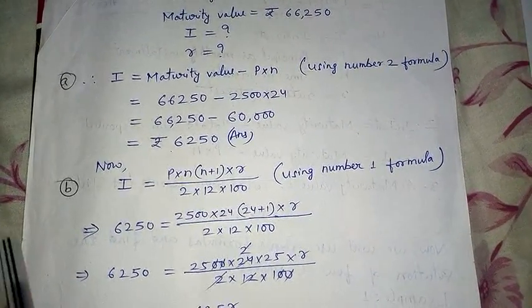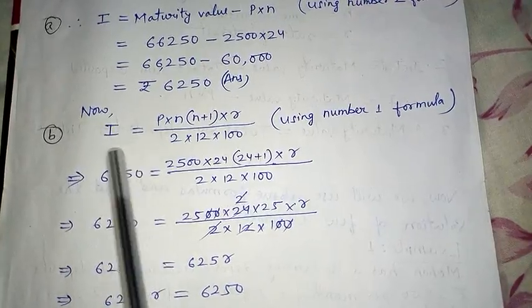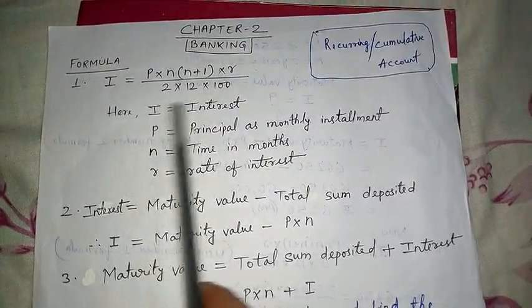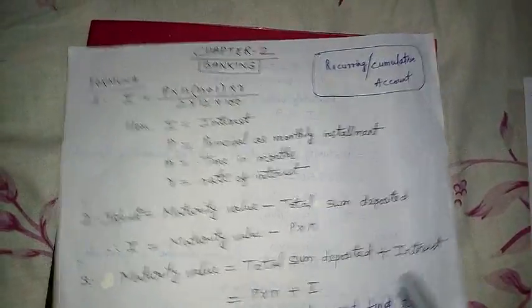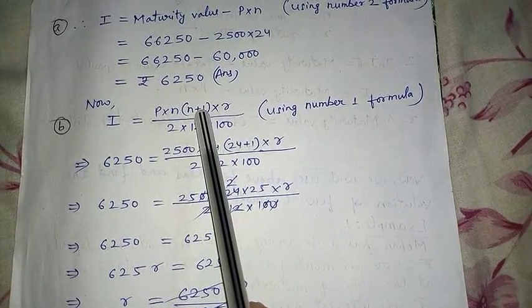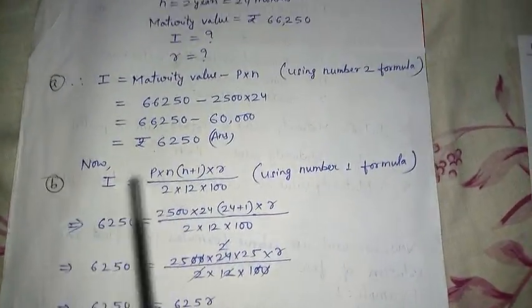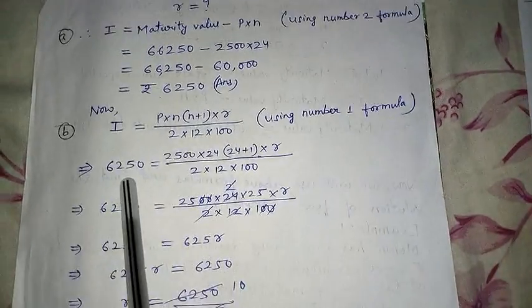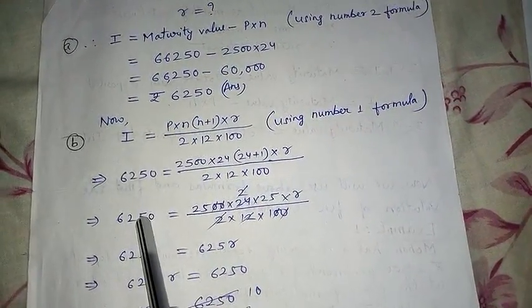Now second answer is to find R, but R will not directly come. There is no separate formula for R. That's why I will use number one formula, this one, because here I have R. So here with this formula I will find the value of R. So number one formula I am using here, P into N, N plus 1 into R by 2 into 12 into 100. Now I value, just now we got I is 6,250. You put arrow here and then put the value of I.